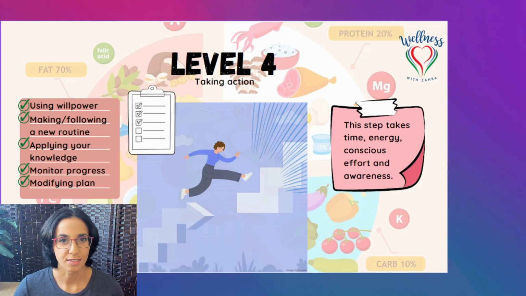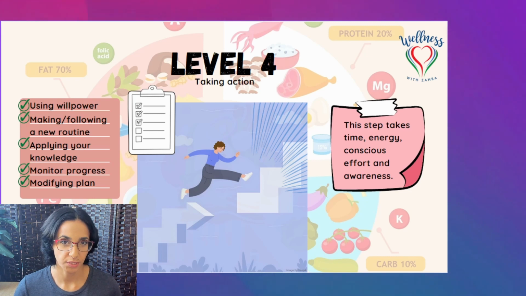Level 4 is all about applying that knowledge and taking action. In this stage, prepare to fail. You will be making mistakes. You will be tweaking your behavior, modifying things. You might experience some stress trying to adapt to a new lifestyle.